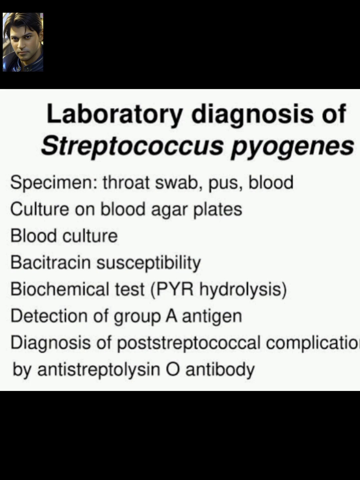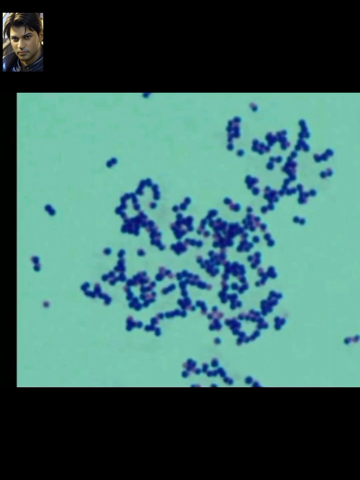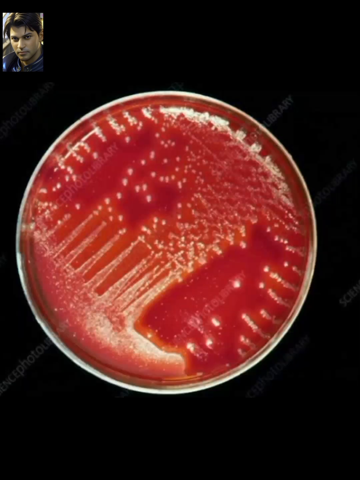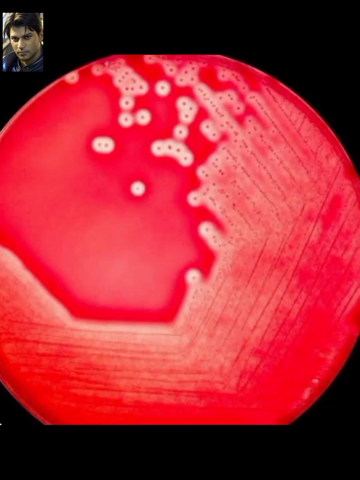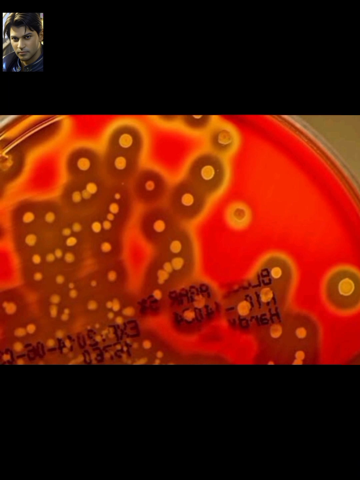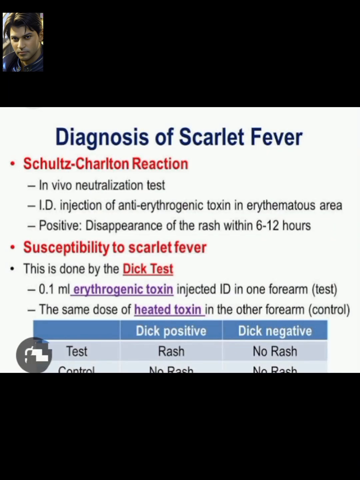Laboratory diagnosis of Streptococcus pyogenes includes different methods. We can use throat swabs, pus, blood, urine, and CSF. In microscopy, Gram-stained smears from pus seen under the microscope show gram-positive cocci in chains. They can be cultured on different media: nutrient agar, blood agar, and MacConkey medium, which is specially used for Enterococcus faecalis. On blood agar, the different types of hemolysis, i.e. alpha, beta, and gamma hemolysis, can be seen.